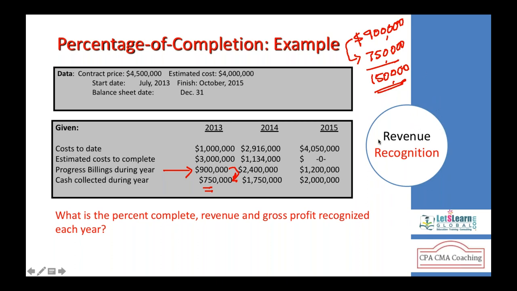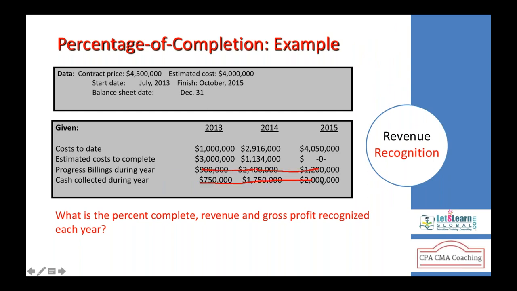For your information, these two amounts are nowhere related to our topic. In the revenue recognition, we need to always concentrate on what are the costs incurred and what are the estimated costs. You don't need any progressive billings and cash collected. Simply ignore them in the revenue recognition. Do not consider these two points at all here. Okay, so what you need to do is just concentrate on this.